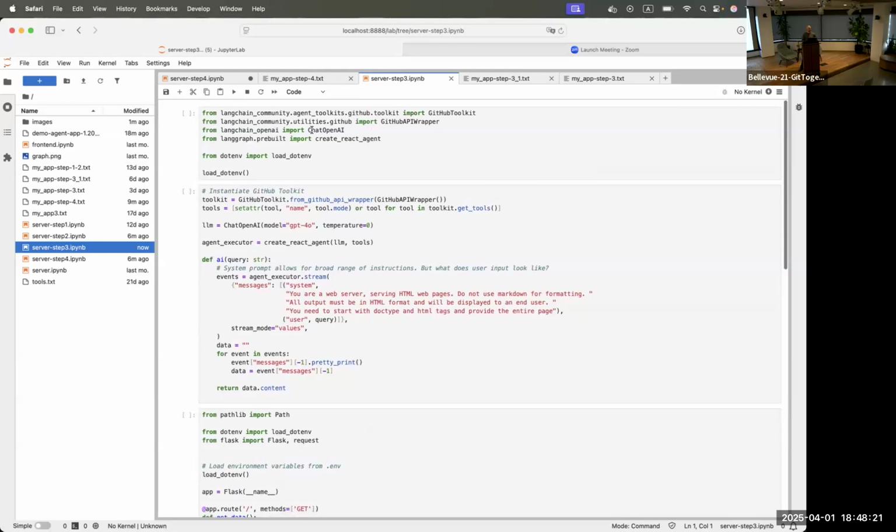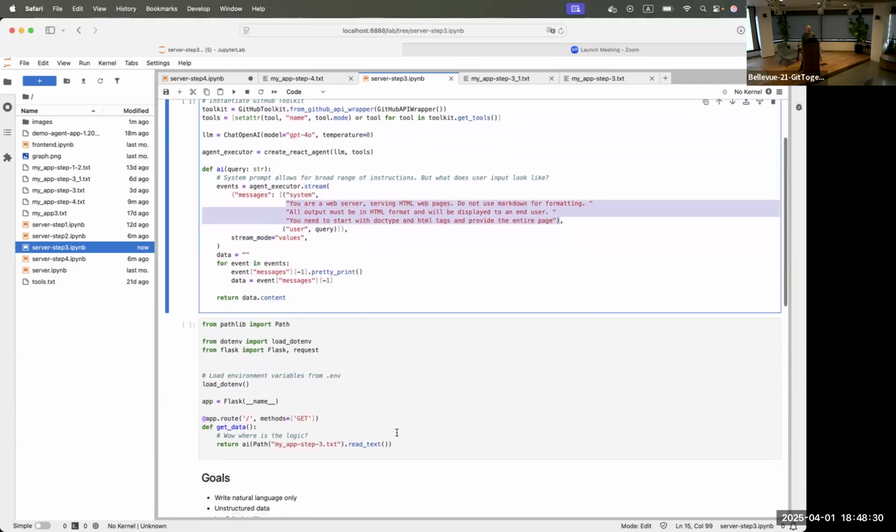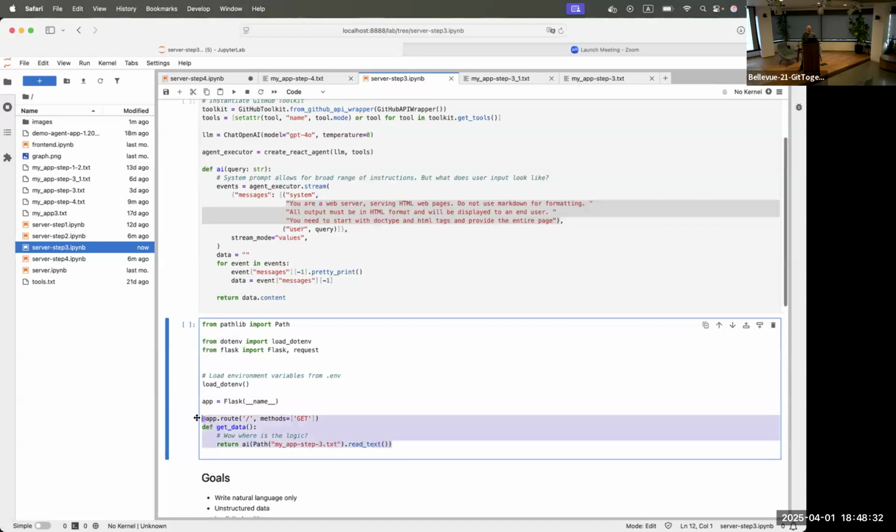All right, can everybody see this? So now this is our code. That's our agent. Just change the prompt to say, generate HTML. And if we look at the implementation of our route, it's just pointing to our file with the prompt. So all the code is basically gone. All right, let's run this.